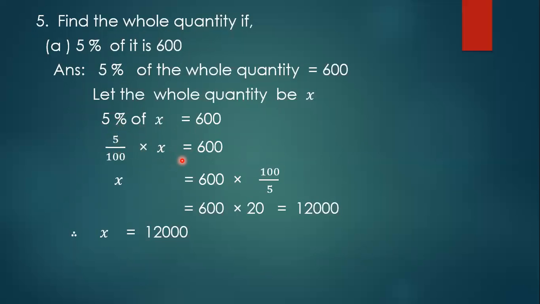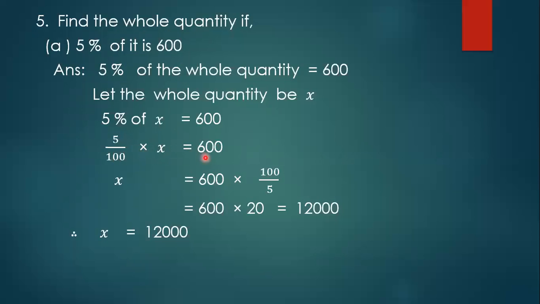And it will be easier for you if you follow the same method. So, x is equal to 600 dividing by 5 upon 100. Why dividing? You know the solving equation. When we are transposing, multiplication will change into division and division will change into multiplication. Like addition will change into subtraction, subtraction will change into addition. Here multiplication is there. When we transpose this, multiplication will change into division.